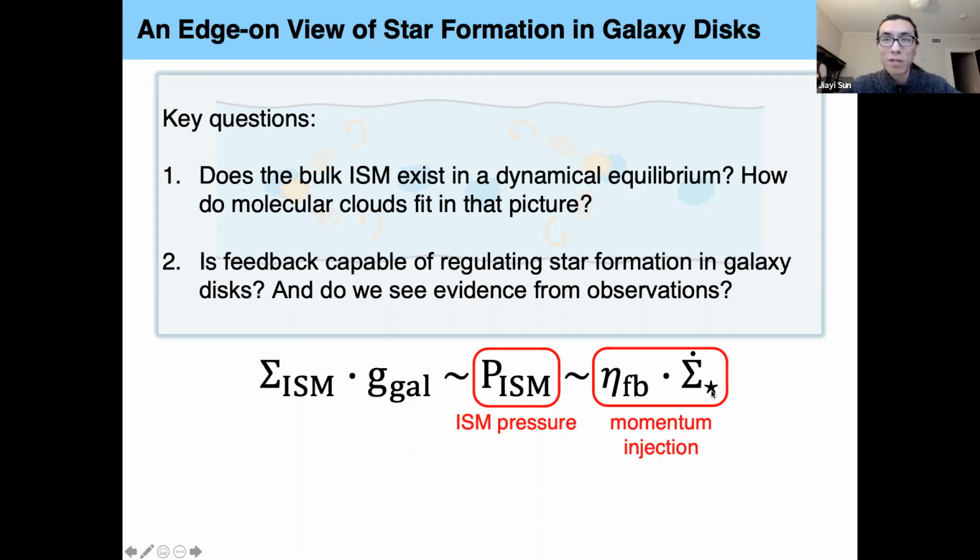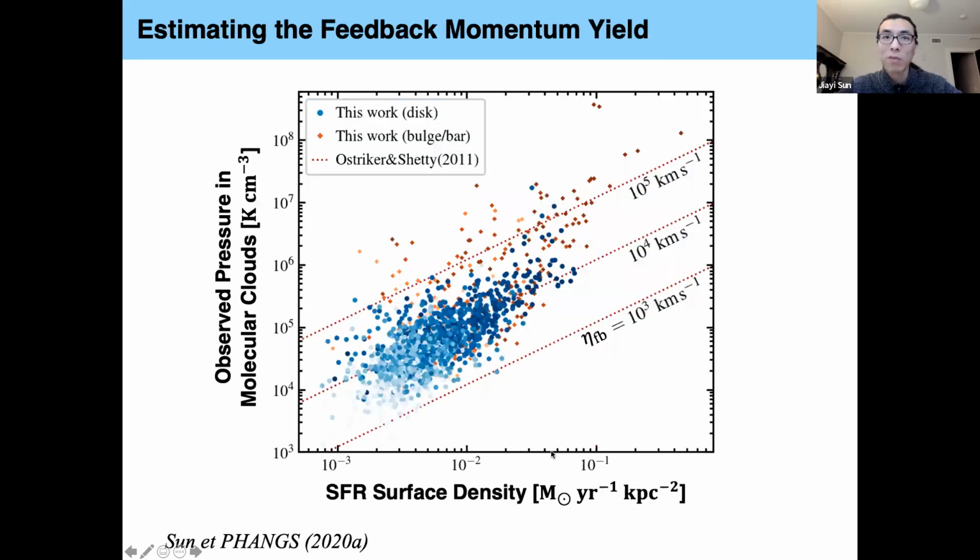And as I just mentioned to you, the star formation rate surface density, we can get from the combined UV and mid-infrared data. But those measurements are on KPC scales. So there's a mismatch between the ISM pressure and the measured local star formation rate surface density. But we can still plot them against each other and look at the implied feedback momentum yield. So this is what I'm doing here.